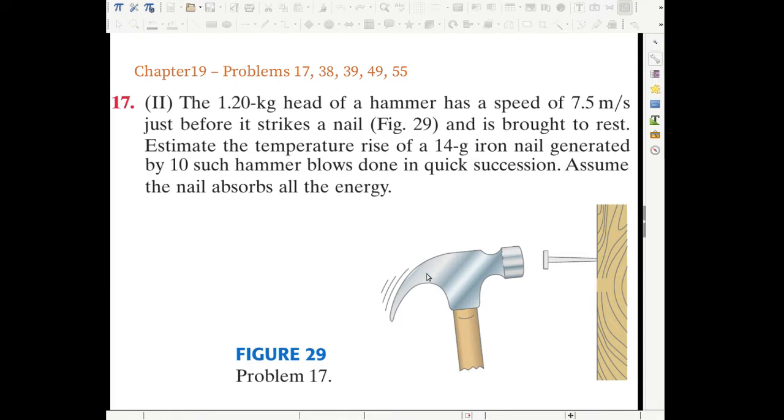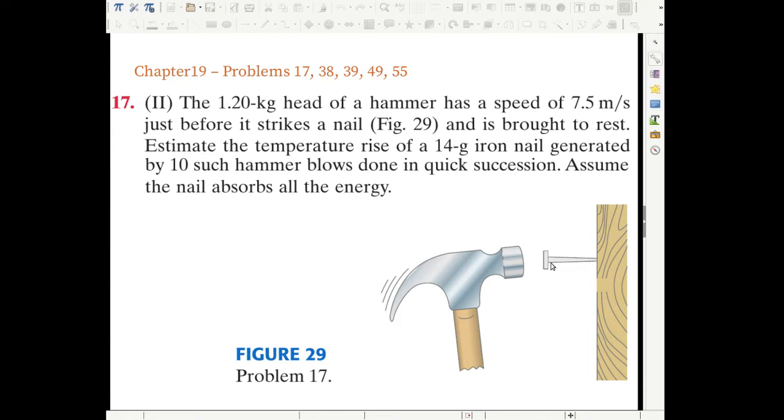So what happens here is that there's some kinetic energy in this hammer just before it strikes the nail, and after it strikes it 10 times, it always comes to a rest. So all of this kinetic energy just gets converted into heat. And this heat, of course, is just absorbed by the nail. Some of it is generated by this collision, and some of it is generated by the friction between the wood and the nail. And we are going to assume this heat is absorbed by the nail completely.